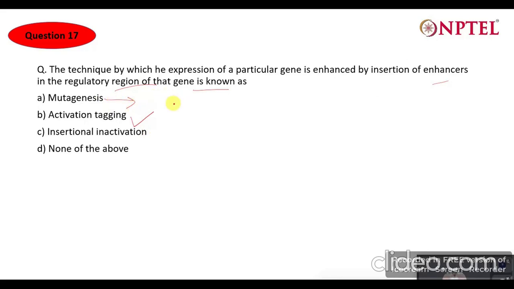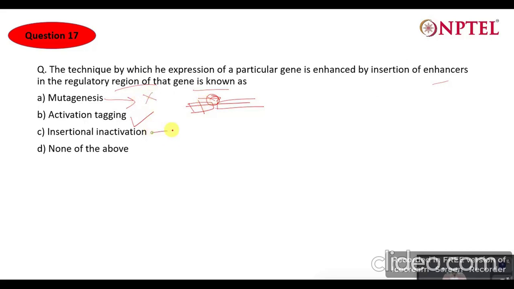Why? Because if we mutate any region of the gene, for example, this is the gene and this is the regulatory region followed by the main structural gene. So if you mutate here, the expression of the gene will be hampered. So mutagenesis cannot be the option.